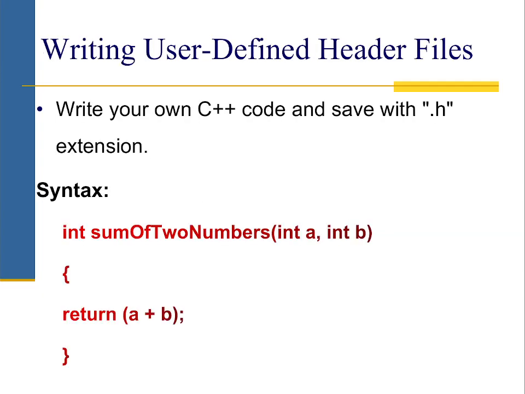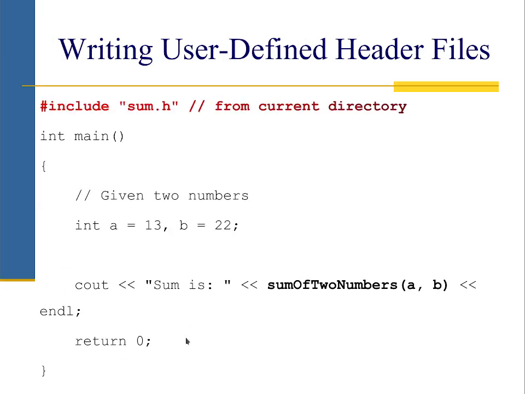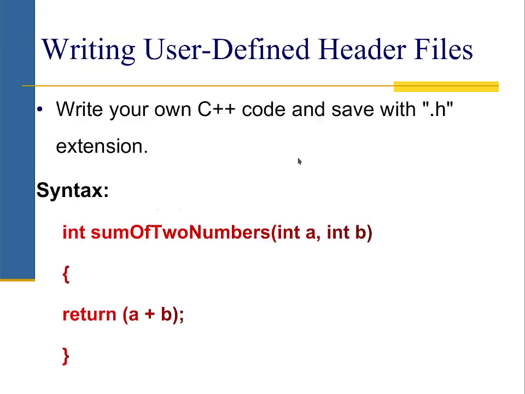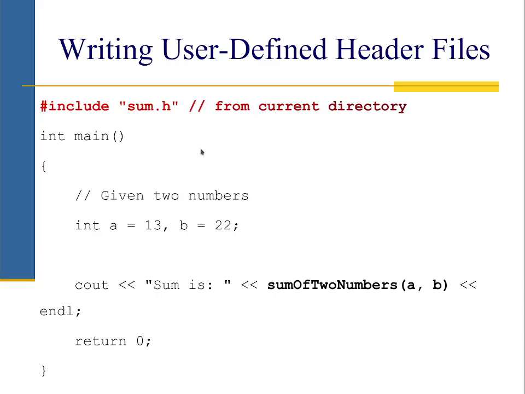Writing user-defined header files: write your own C++ code and save it with the .h extension. Here, you are declaring an int function, sum of two numbers, that is the name. It takes a parameter a and a parameter b, then it returns a plus b. We save this with sum.h.